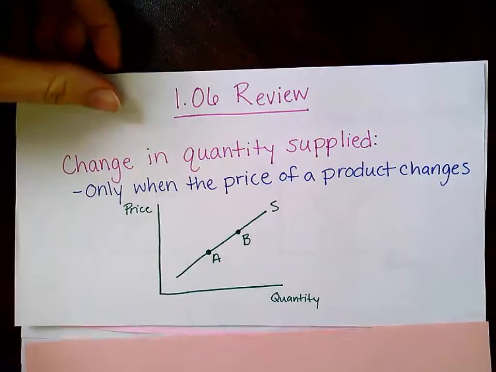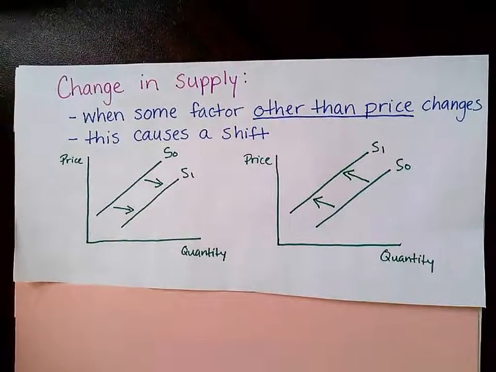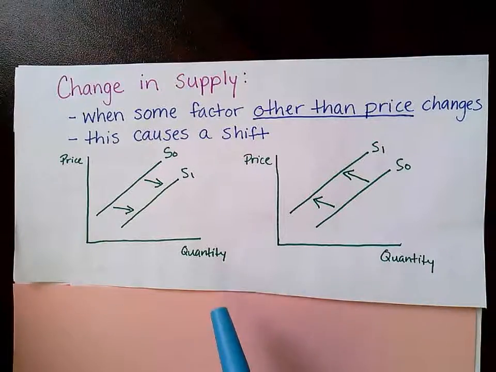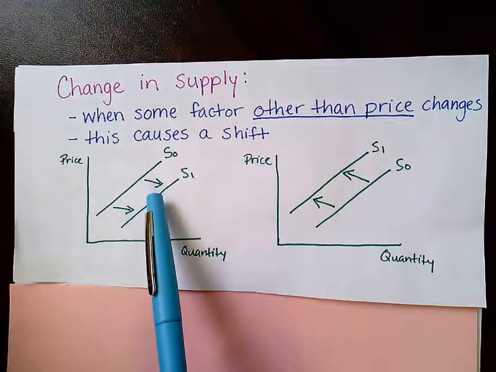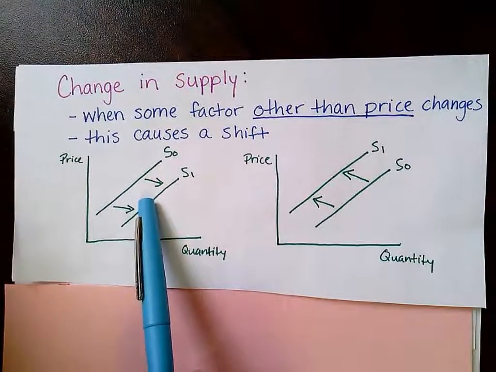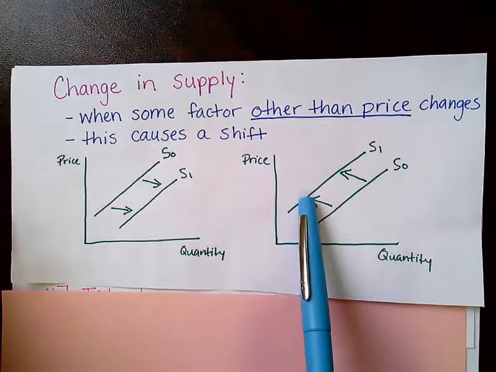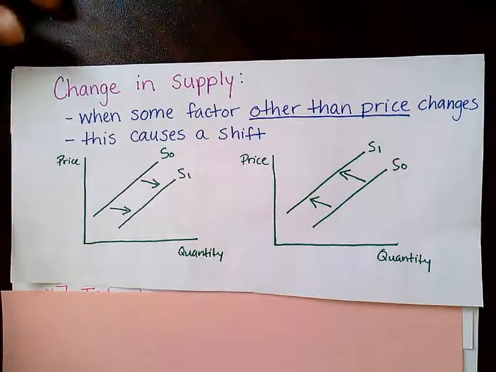You also learned about a change in supply, which is when some factor other than price changes, and this will cause a shift. So you'll either shift to the right if supply is increasing, or you'll shift to the left if supply is decreasing, just like you did with demand.